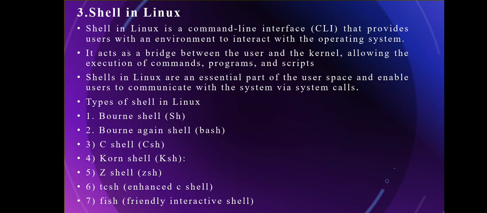C shell. It is rare in Linux. Syntax like the C programming language. Korn shell is moderate. Korn shell is the combined feature of Bourne shell and C shell. It is useful for scripting and micro performance.